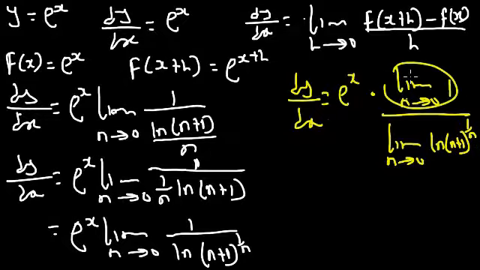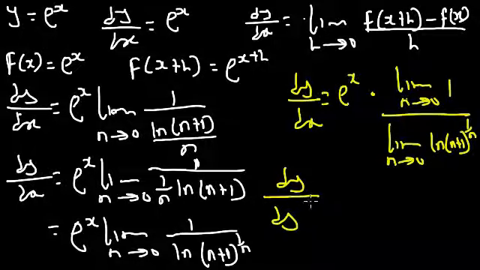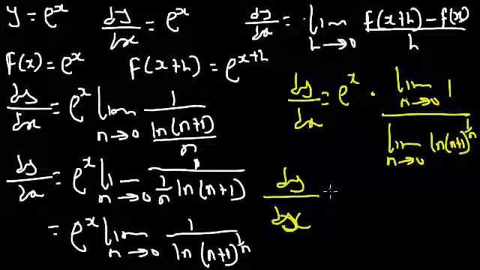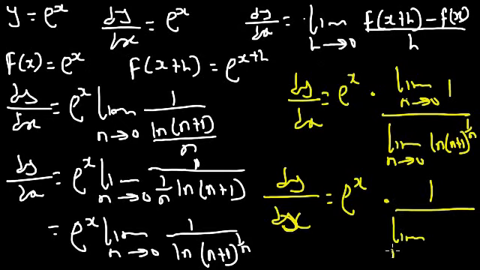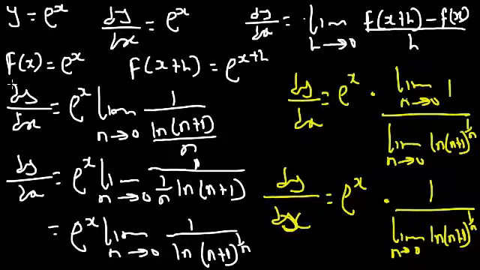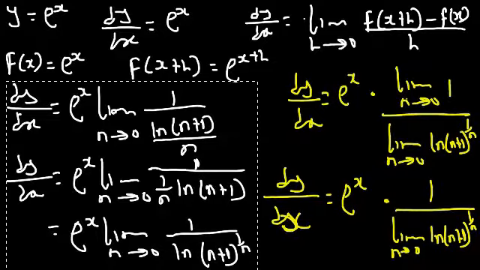Perfect. Now this is a limit that is with respect to n, and the function is just a constant function, and the limit of a constant is simply a constant. So according to the properties of limits, this clearly means that dy/dx is simply equal to e to the power of x multiplied by 1 divided by the limit as n goes to 0 of ln n plus 1 to the power of 1 over n. Okay, just bear that with me. Let me get rid of this one so we can have enough space.